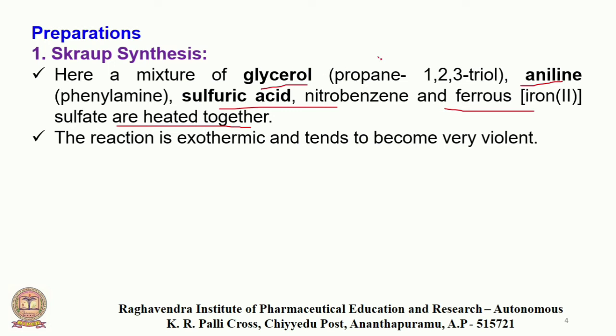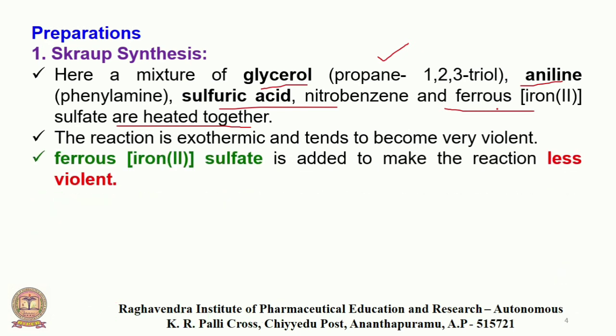We know that glycerol is a propane-1,2,3-triol, aniline is a phenylamine, and we have sulfuric acid, nitrobenzene and ferrous sulfate. This reaction is very exothermic, so it becomes very violent. To decrease this exothermic and violent nature of the reaction, we add ferrous iron(II) sulfate. The reason we add it is to make the reaction less violent.